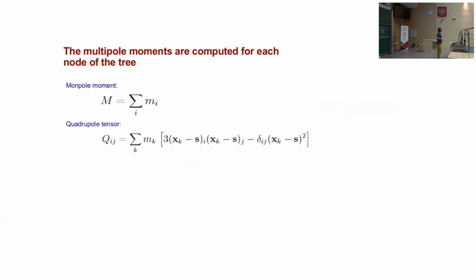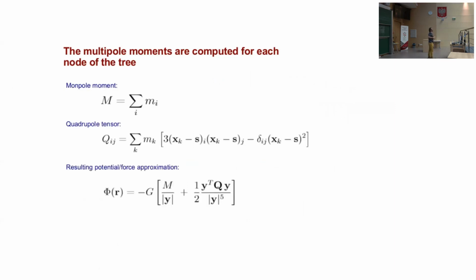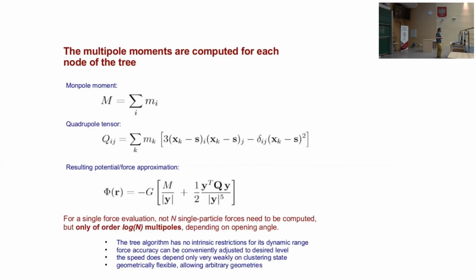Once you have this, you take the monopole moment and quadrupole tensor, and the resulting potential is just a simple sum of the quadrupole and monopole from the tree. You can do this if you have an efficient tree algorithm. It's also a nice structure to organize particles in memory. You can efficiently walk the tree, compute the multipoles and have the forces computed, exploiting the fact that matter clusters in the universe. So as I said, it takes only log n computations to compute the multipole force contributions.